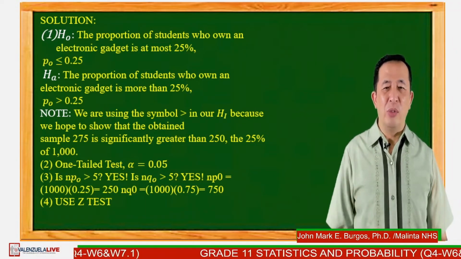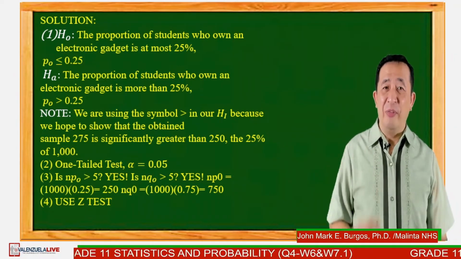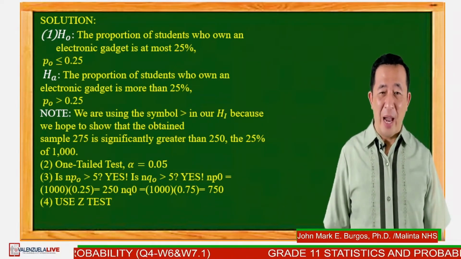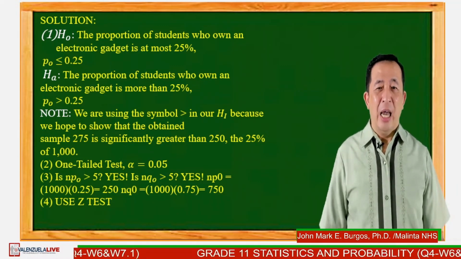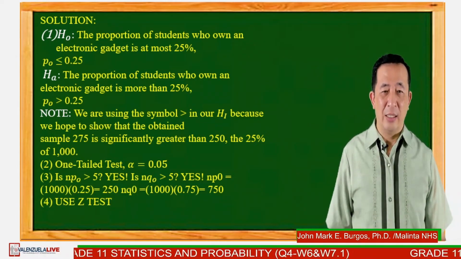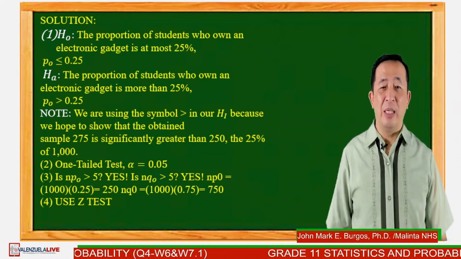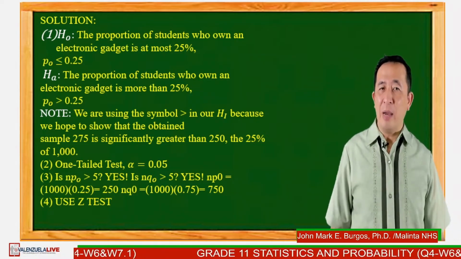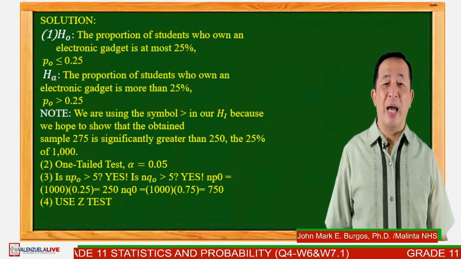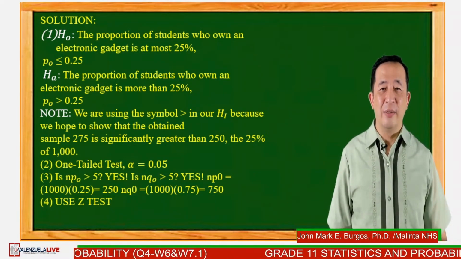The second thing we have to consider is that it is a one-tailed test at 0.05. The third thing we have to consider: is n times p sub o greater than 5? The answer is yes. Is n times q sub o greater than 5? The answer is yes. To compute that, 1,000 times 0.25 is equal to 250, and n times q sub o is equal to 1,000 times 0.75, which is equal to 750. So in this case, we will use the z-test.